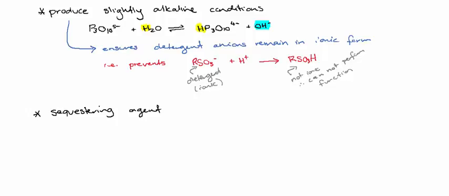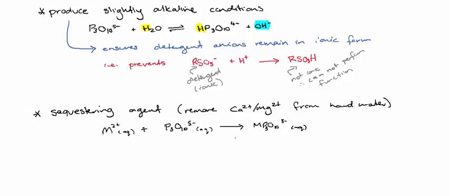Tripolyphosphates also act as sequestering agents. This means that they remove metal ions such as calcium and magnesium from hard water, and they do this via the following process. So you'll see here that the metal ion is taken in by the tripolyphosphate ion to form a complex ion over here. Notice that we had a tripolyphosphate with a -5 charge. It's taking in the metal with a +2 charge, and we're ending up with a complex ion over here with a -3 charge.